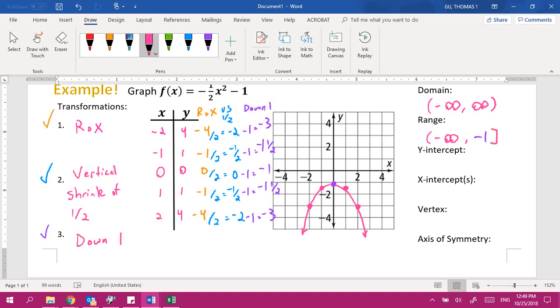Okay. What's the y-intercept? 0, negative 1. That's right. What's the x-intercept? None. What's the vertex? 0, negative 1. And what is the axis of symmetry? X equals 0. You see this line right here, cutting it in half, and that's x equals 0.